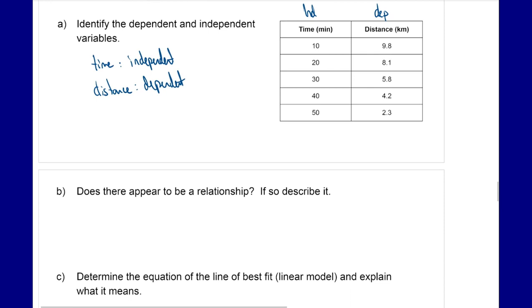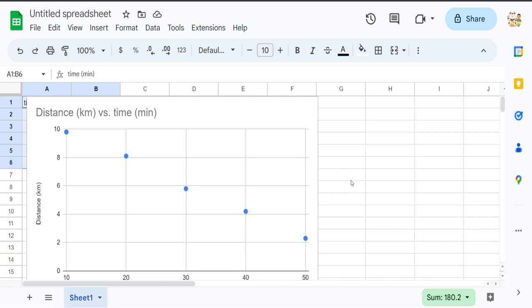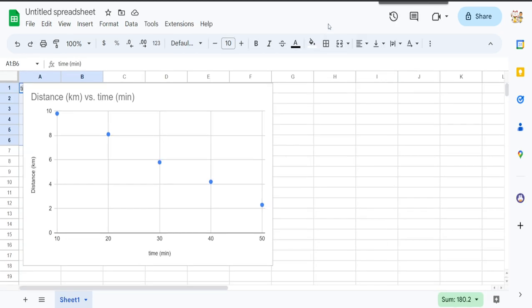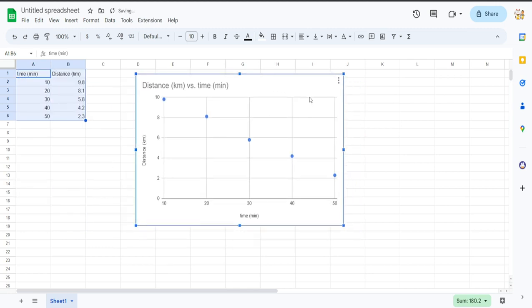Does there appear to be a relationship? If so, describe it. Well, let me pull it back up. Here we can see our graph. Is there a relationship? If so, describe it. Does it look like there's a relationship between our data points?